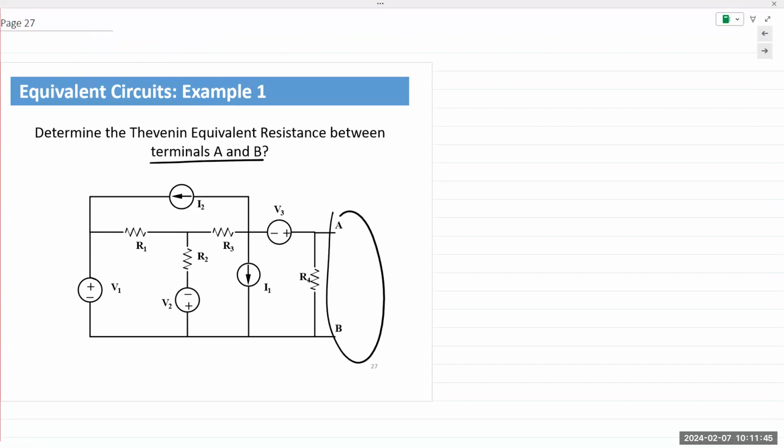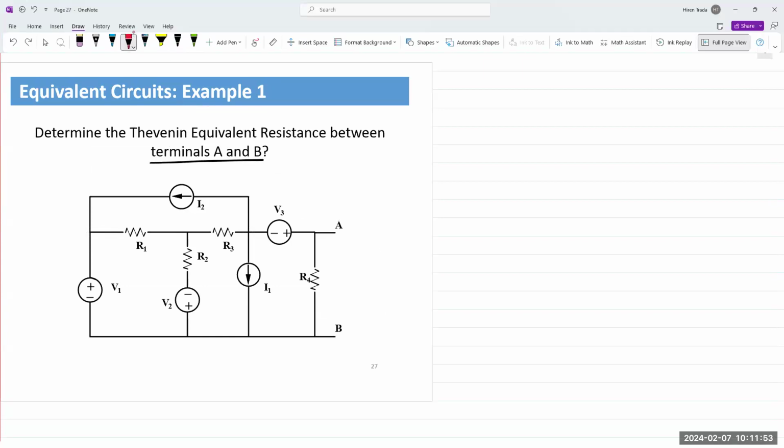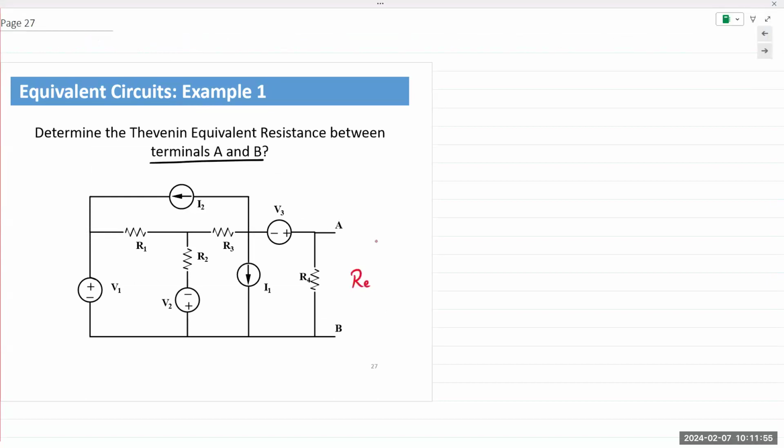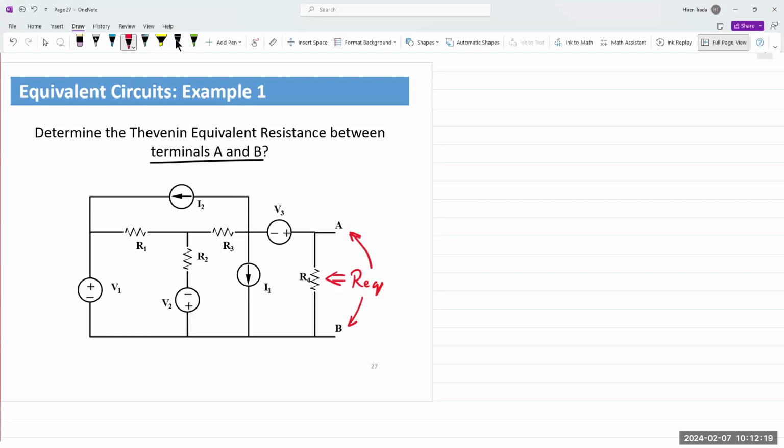Which is right here. Okay, terminals A and B. So we want to find REQ between these terminals, and we have to look into the circuit from the perspective of REQ. Now, first thing as always is to set up the problem correctly, because if the problem setup is incorrect, then everything else that follows is going to be incorrect.